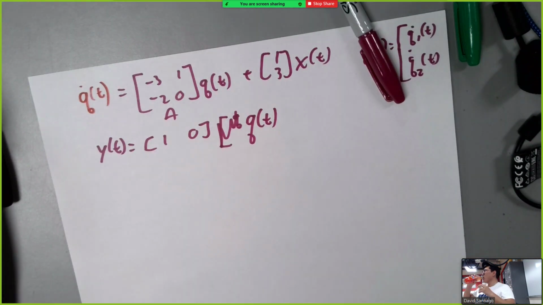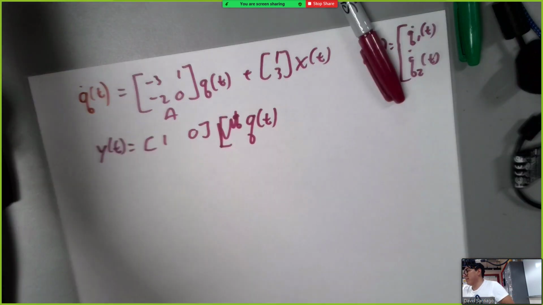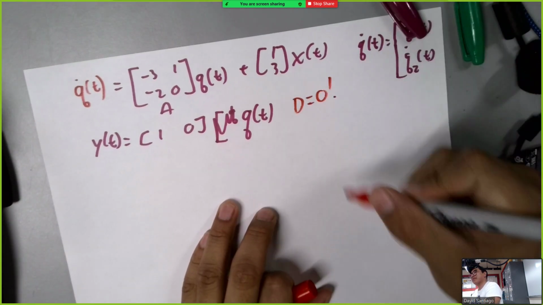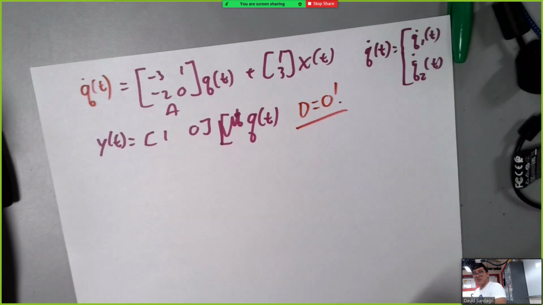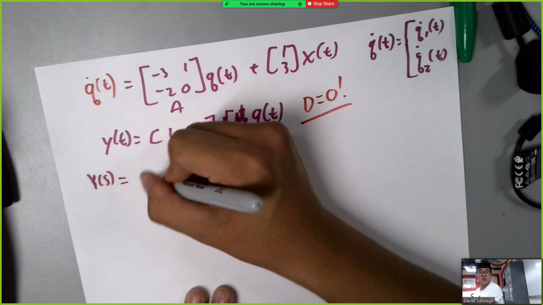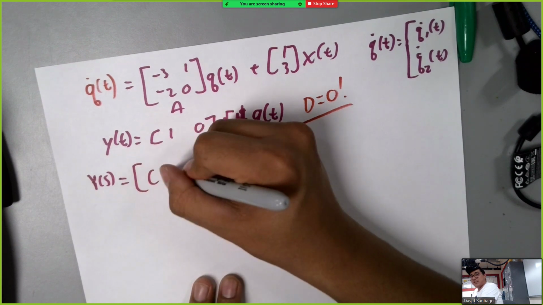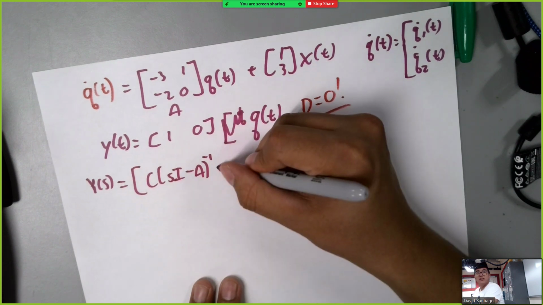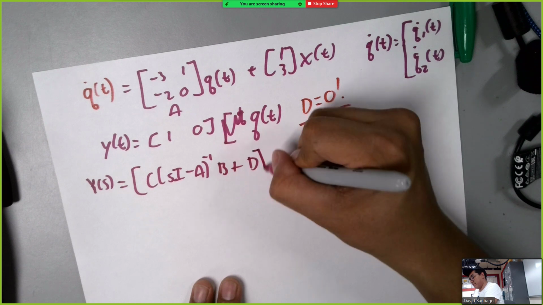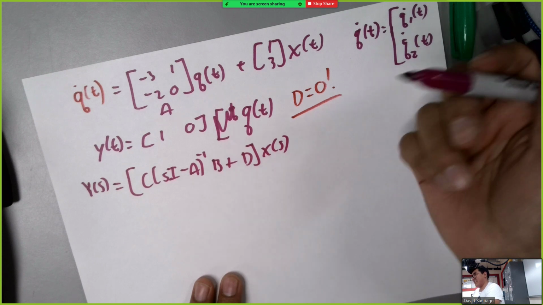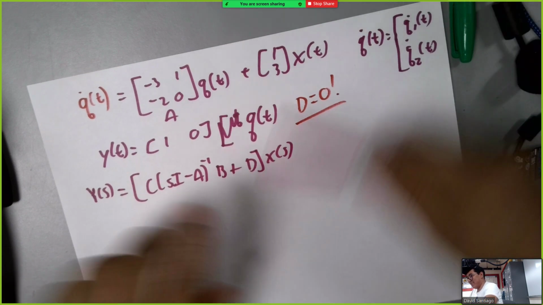Does it bother anyone there's no D? What's D? 0. Okay? So using our little formula, should I just write the formula again? Yeah, let's do it. Y of S is equal to C times (SI minus A) inverse times B, plus D times X of S. So now the next thing is to start punching in numbers. And now this is painful.